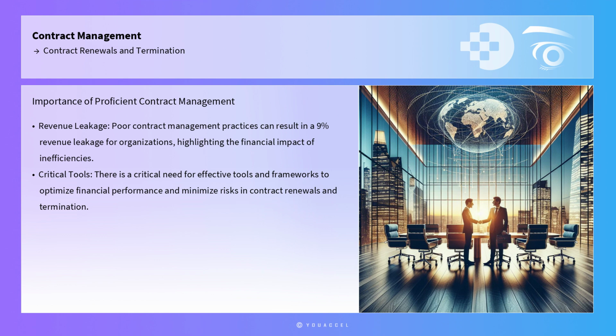Statistics underscore the importance of proficient contract management. A study by the International Association for Contract and Commercial Management found that poor contract management practices can result in a 9% revenue leakage for organizations. This statistic emphasizes the critical need for effective tools and frameworks in both contract renewals and termination to optimize financial performance and minimize risks.